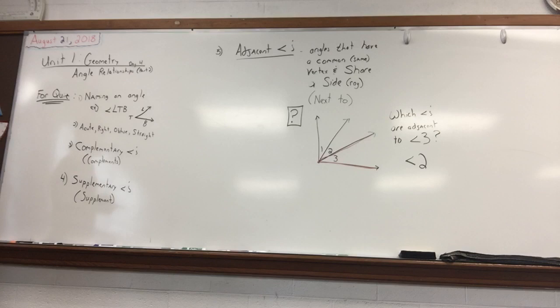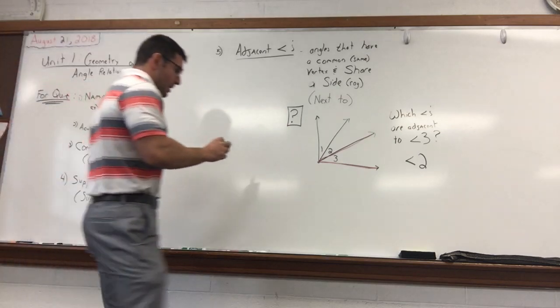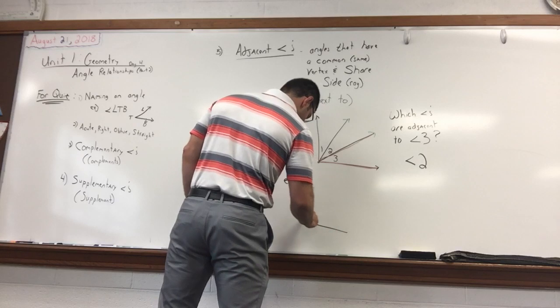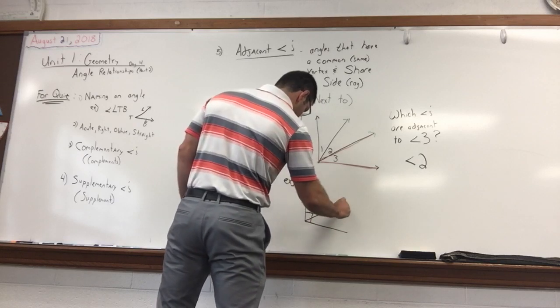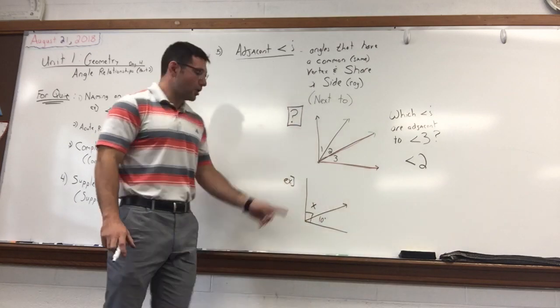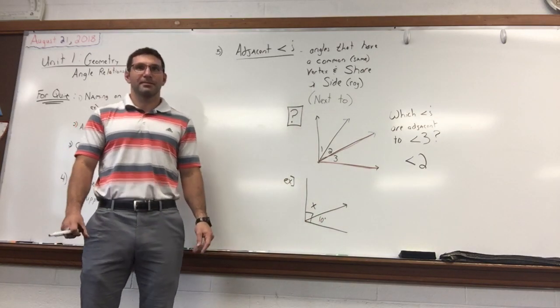Can complementary angles be adjacent? Let's see. If I give you this, and I put 10 degrees here and x degrees here, are x and 10 adjacent?